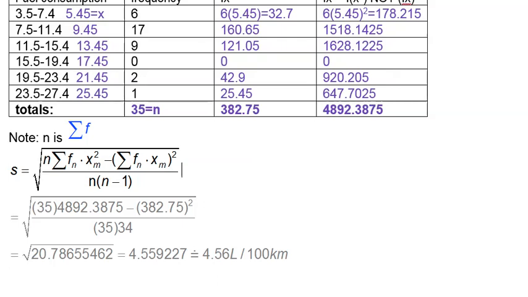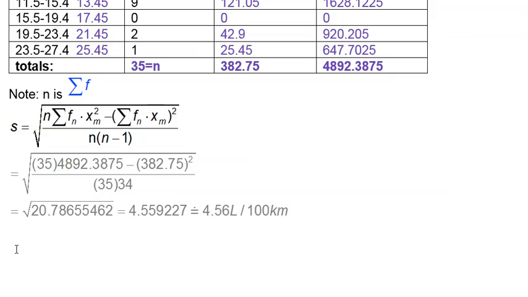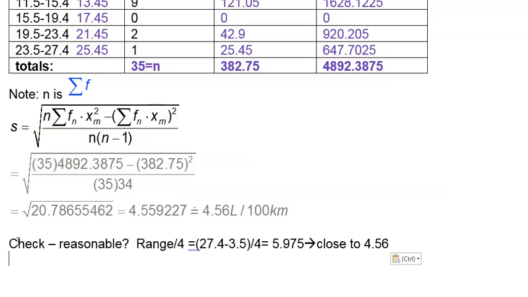Again, we need to check, does this seem reasonable? So we can look at that range rule of thumb, which says if we take our range and divide by 4, we should get approximately the standard deviation. So our range here, our highest value 27.4, our lowest value 3.5. So we subtract that and divide by 4. We get 5.975. Obviously way too many digits for a quick estimate, so about 6.